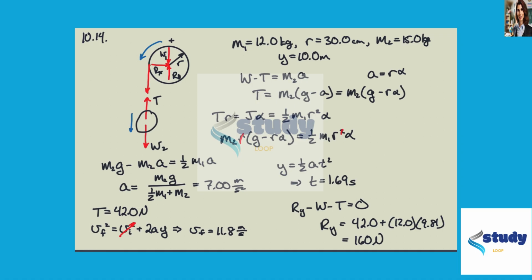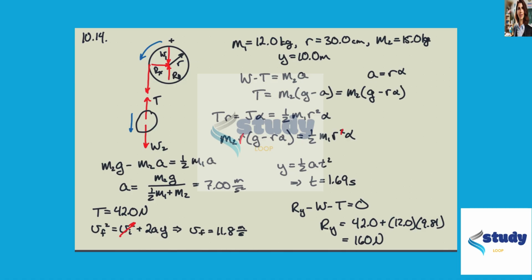Now they ask what speed the bucket hits the water after it goes 10 meters. We know the final velocity squared equals the initial velocity squared plus 2 times the acceleration, which we're assuming is constant, times the distance over which it acted. Initial velocity was 0, so it's just the square root of 2ay. We know all of that, and the final velocity is 11.8 meters per second.